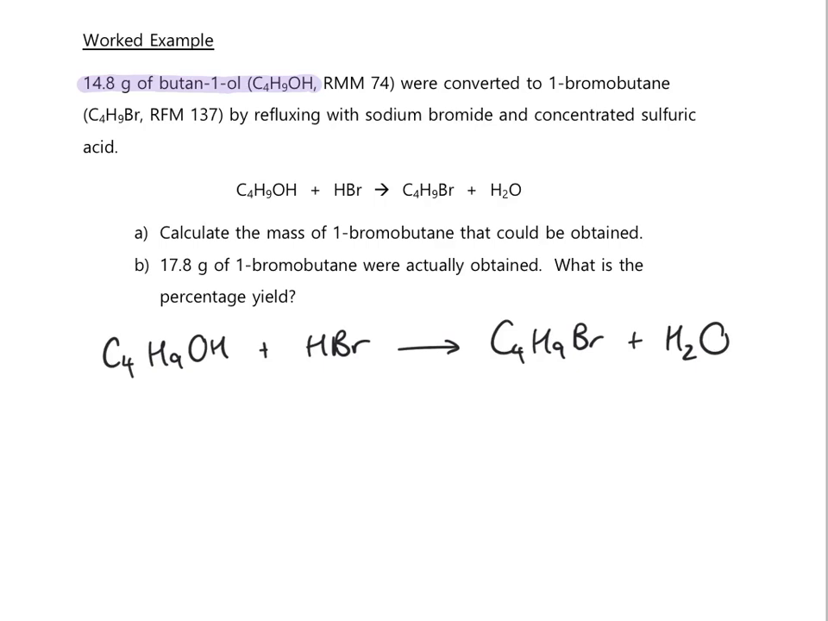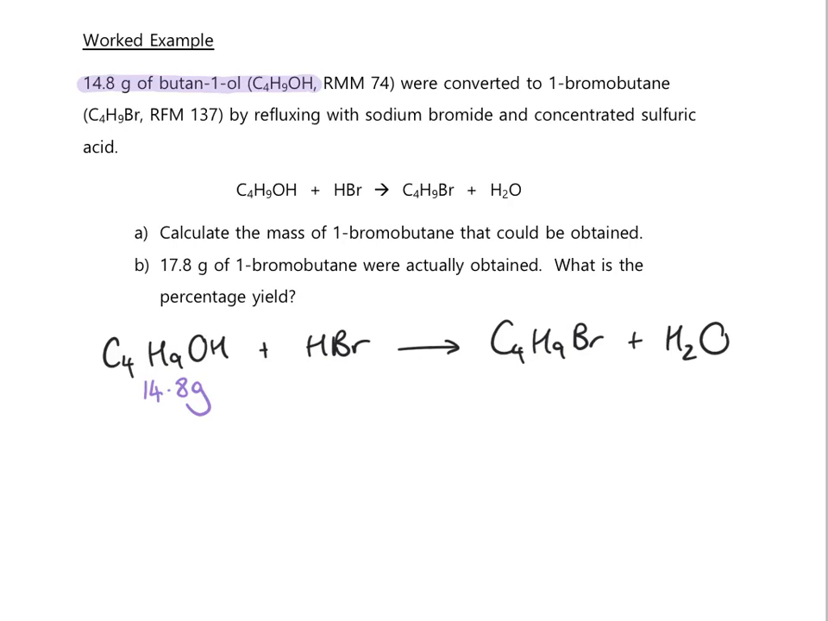C4H9OH. So if you weren't sure what butan-1-ol was, which is fine at this stage, you won't really know what that type of molecule is until next year when we look at organic chemistry, but you're given the formula there to match it up with. So I'm writing 14.8 grams underneath that reactant. You'll notice that I haven't been given any other masses, and so that tells me that this is not a limiting reactant calculation because I haven't been given a mass of my hydrogen bromide.